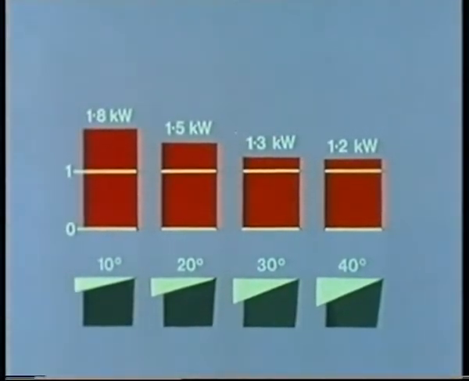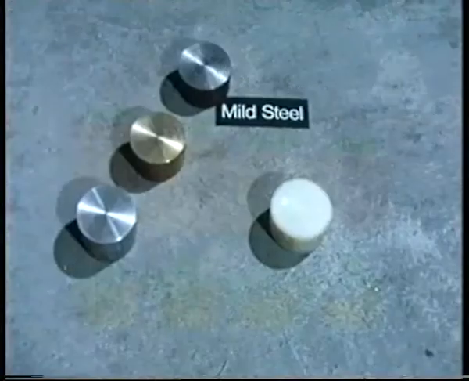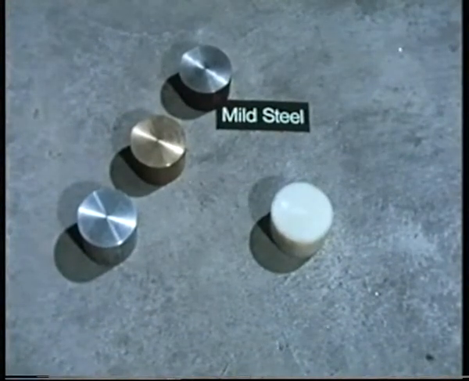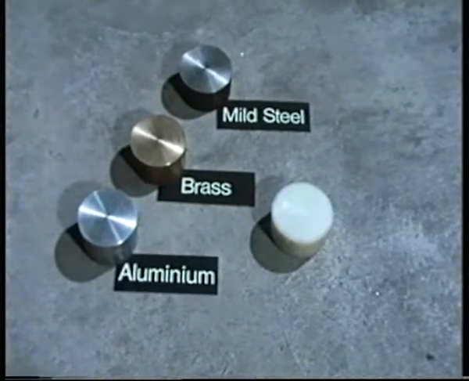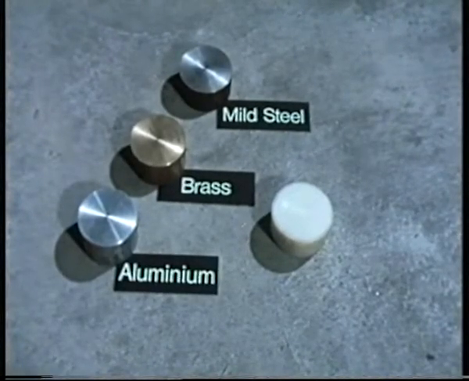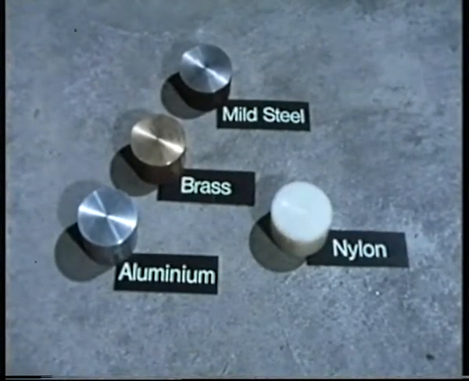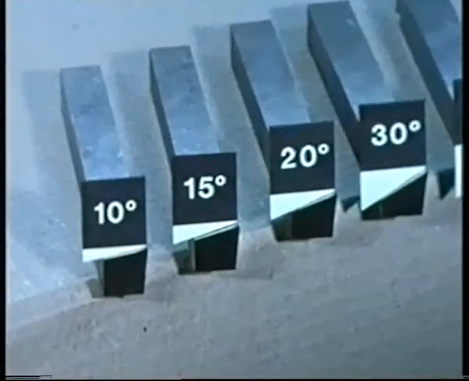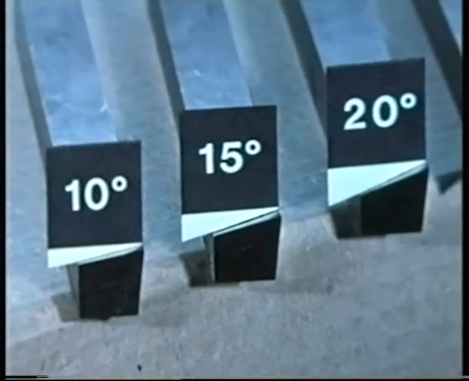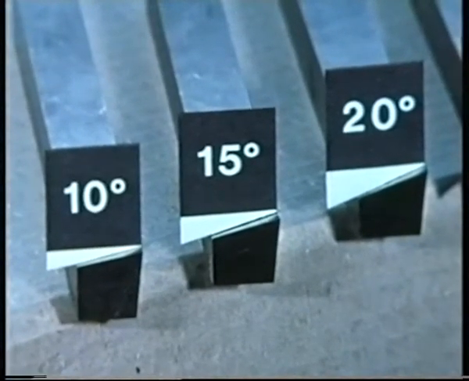From these results, a tool with a rake angle of between 10 degrees and 20 degrees, say 15, would be the most suitable. But that's for one material, free cutting mild steel. There are other materials such as brass, aluminium and nylon. Would, say, 15 degrees be the right rake angle for cutting any of those materials?